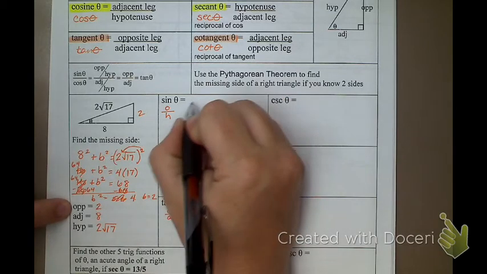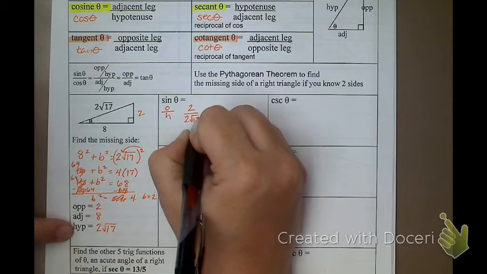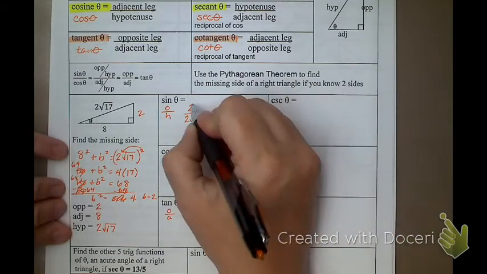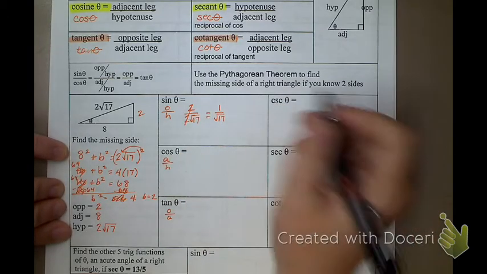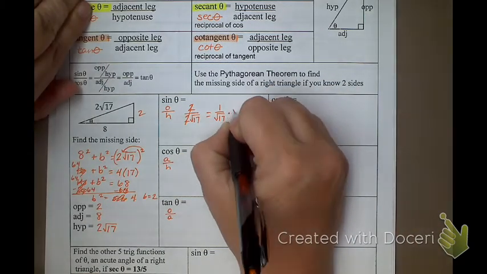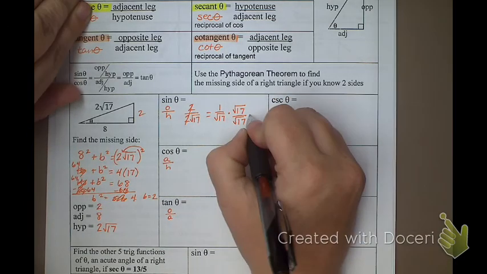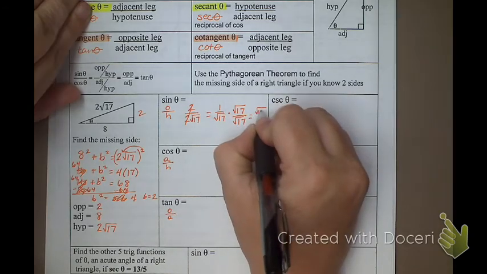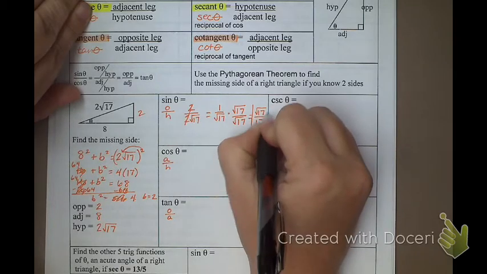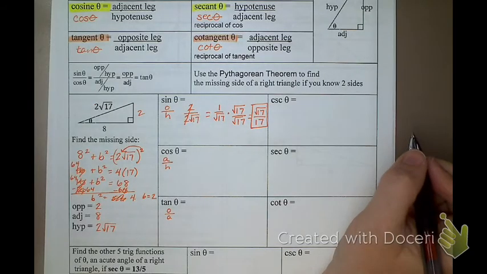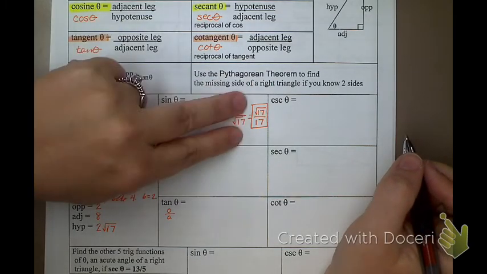So, opposite over hypotenuse, and simplify. So let's see, the 2's are going to cancel, so I have 1 over rad 17. Can't leave my answer as a radical on the bottom, so I'm going to multiply by rad 17 over rad 17. That's going to give me rad 17 on the top, and on the bottom, rad 17 times rad 17 is 17. That's what my sine of theta is. To find the cosecant, I just need to find the reciprocal.